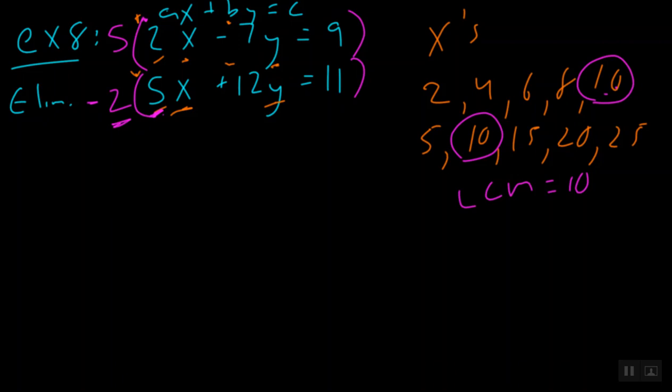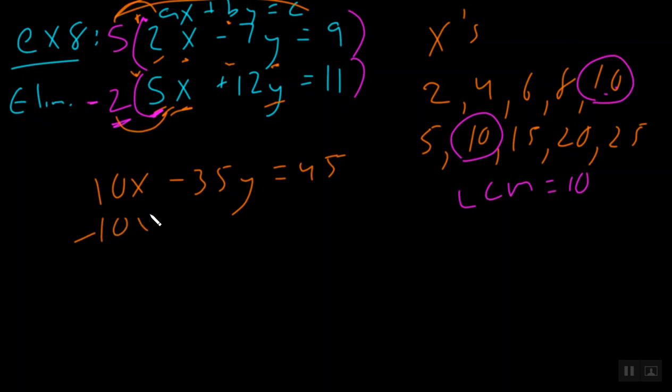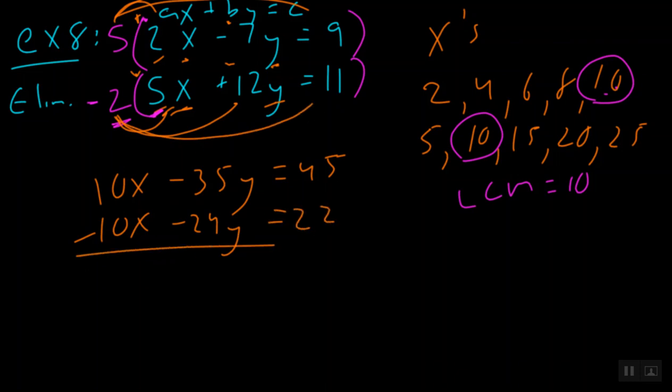Now, what is that going to look like? Well, if I do 5 times 2x, I get 10x. If I do 5 times negative 7, I get negative 35y. And if I do 5 times 9, I'll get 45. And here, if I do negative 2 times 5x, I'll get negative 10x. And negative 2 times 12, I'll get negative 24y. And negative 2 times 11, I'll get 22. And basically, remember, the key to elimination, we do this so those cancel. Alright? This is the ultimate video on how you solve systems efficiently, and good luck on these next 8 problems.